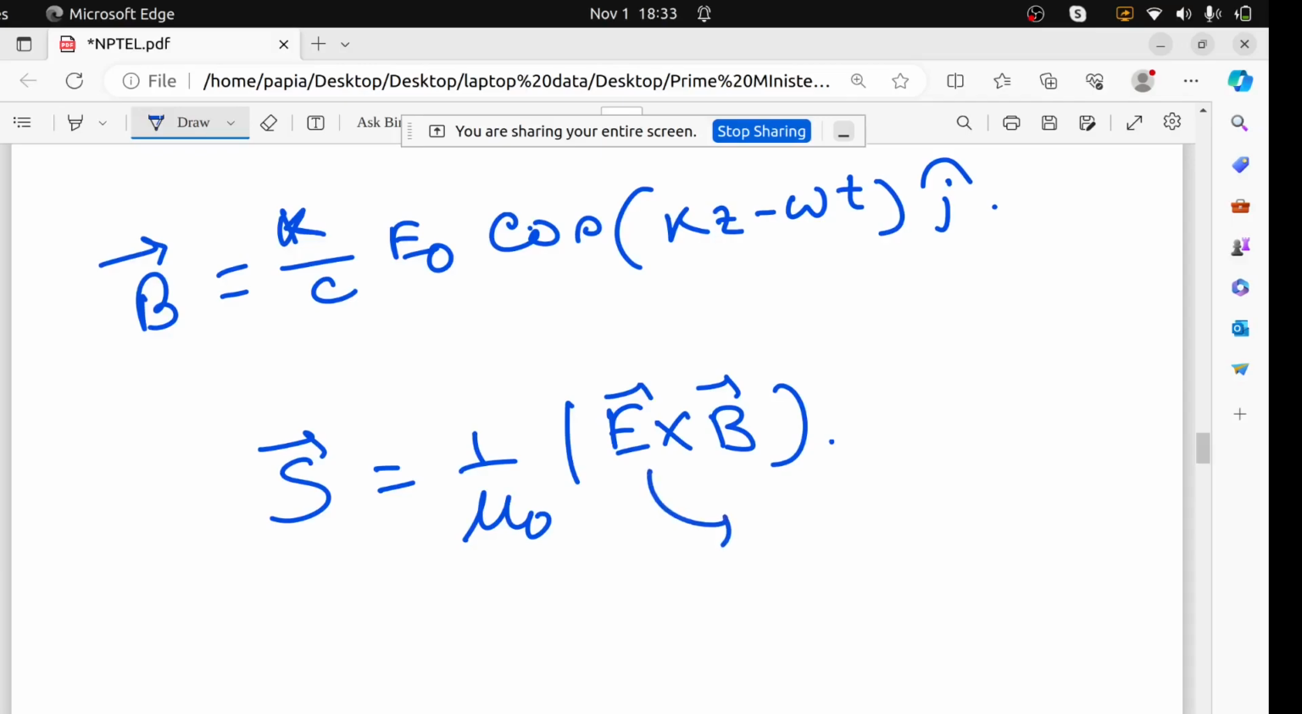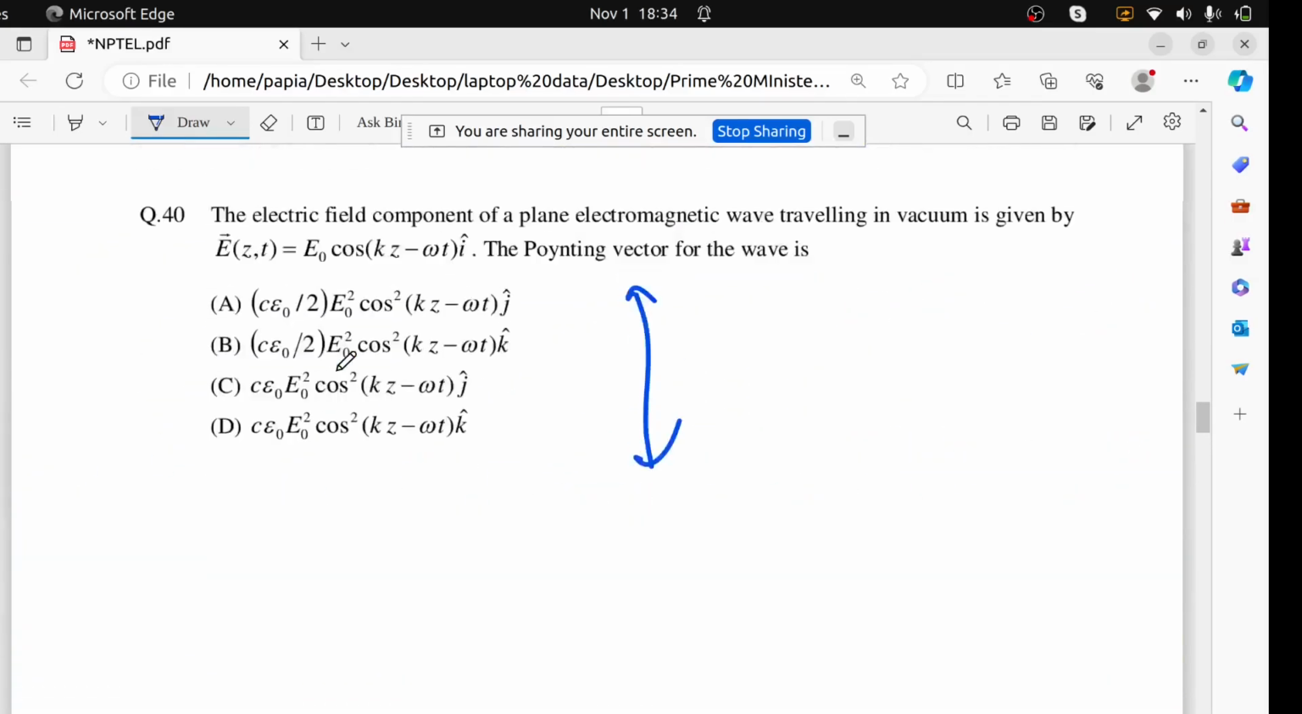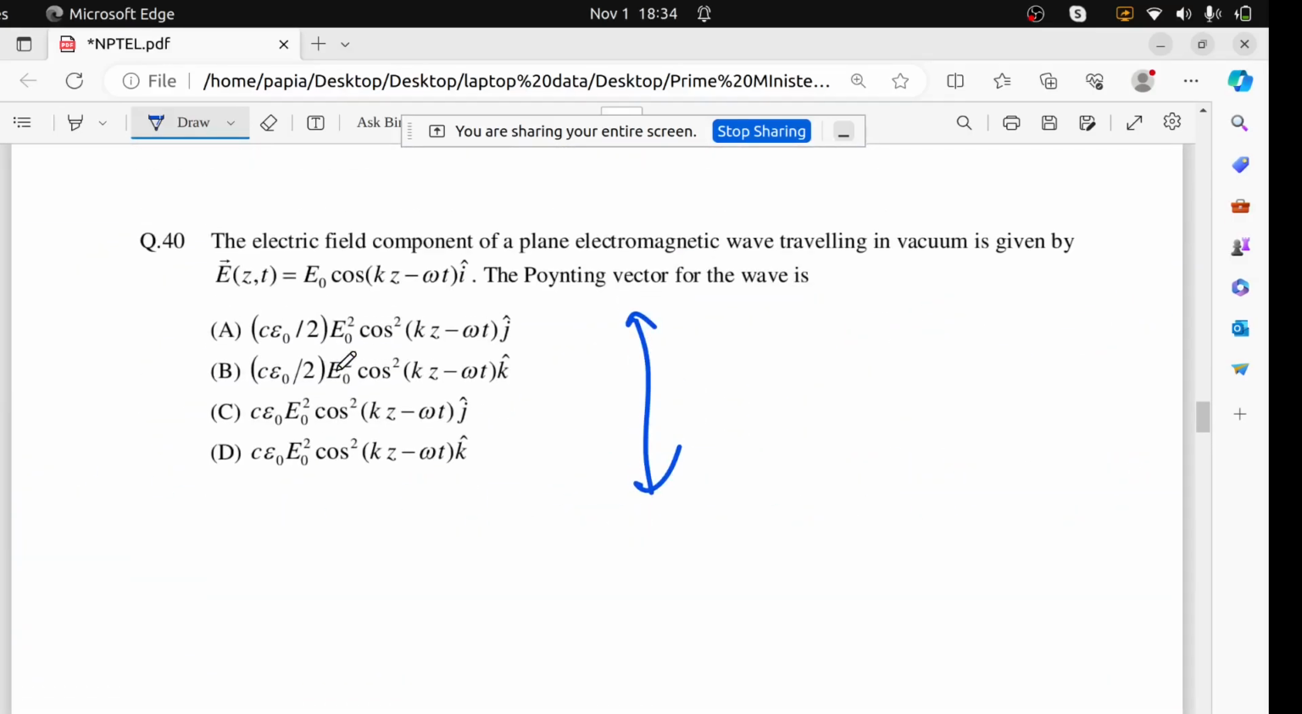So E is in the i direction, B is in the j direction. Then what will be the value of S? I mean, at least what is the direction for S? The direction for S will be k cap, because i cap cross j cap is giving us k cap, right? So first of all, we have already cleared that whatever the Poynting vector will be, that will be in the k cap direction. Now you just see here the 4 options.